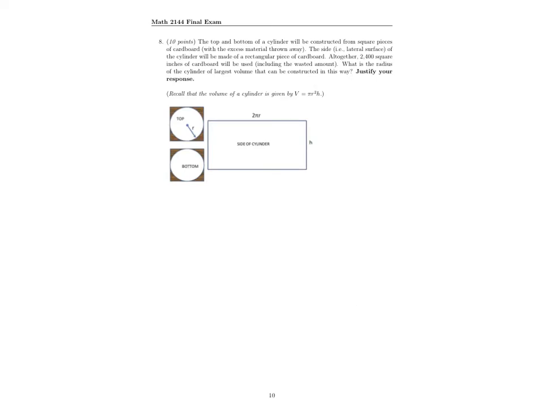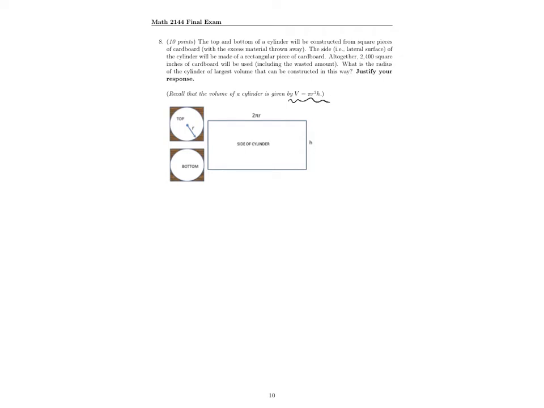The next problem is taking the top and bottom of a cylinder that will be constructed from square pieces of cardboard, with the excess material being thrown away. So we want to recall that the volume of a cylinder is given to us here, and there are a couple of clues that we need to take away from the top paragraph of information.